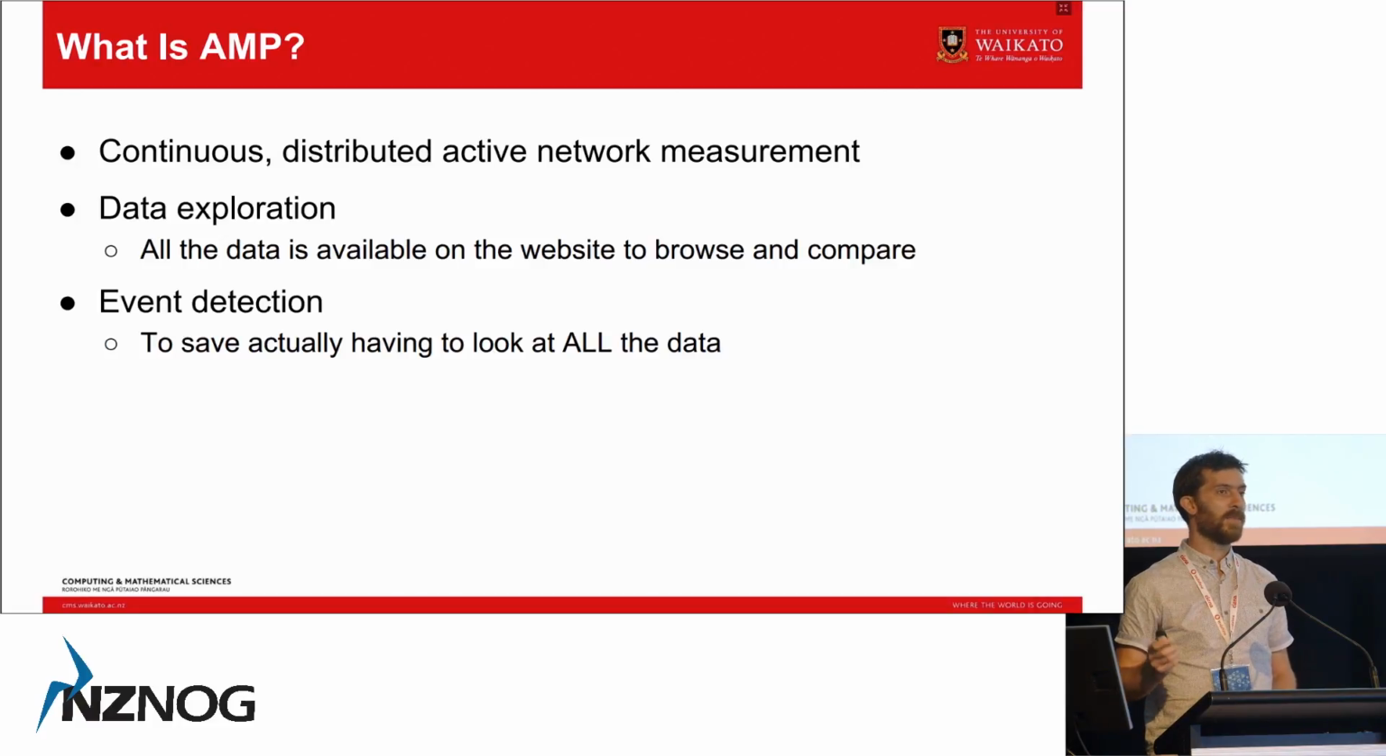As well as running the tests, AMP is also a system that has a data exploration portion to it. We've got a website, there are graphs that you can look at, explore through, and combine, you can look at dashboards. But as well as that, there's also an event detection portion, so hopefully you don't have to look at all those graphs. As soon as you've got a number of nodes testing to lots of places, you've got exponentially growing graphs, and you don't have time to look at all of that data. So hopefully we can identify bits that stand out as interesting, and then direct our attention towards those.